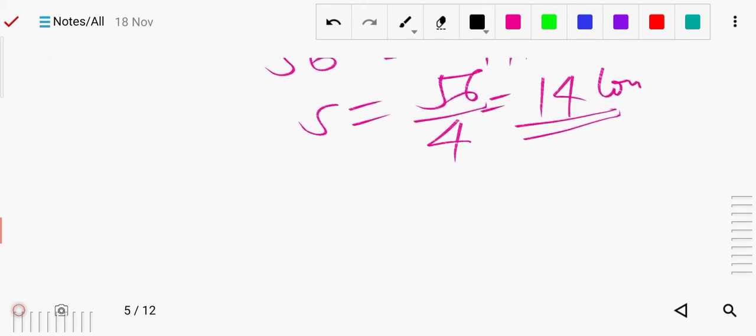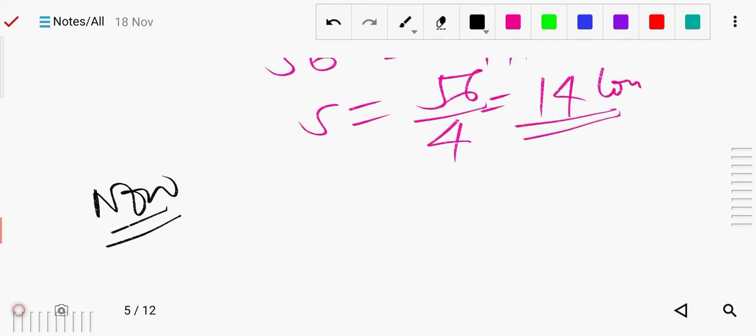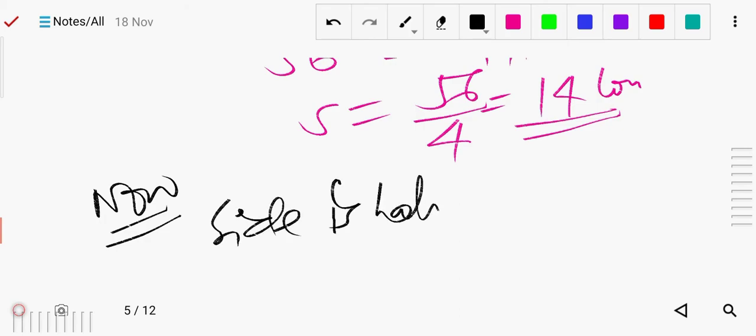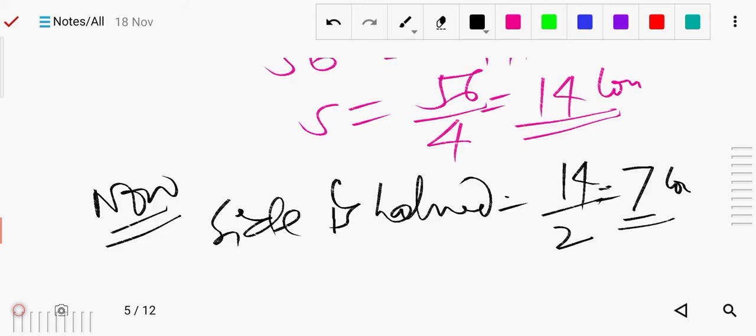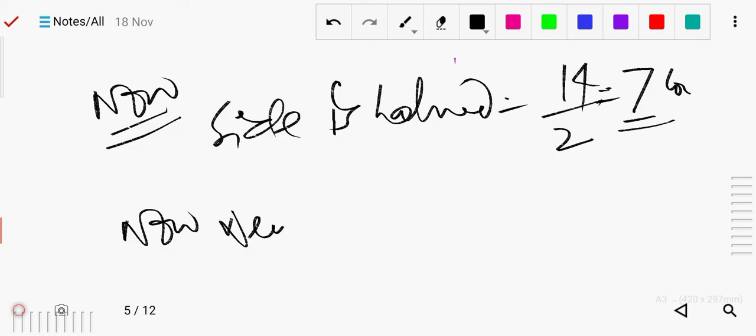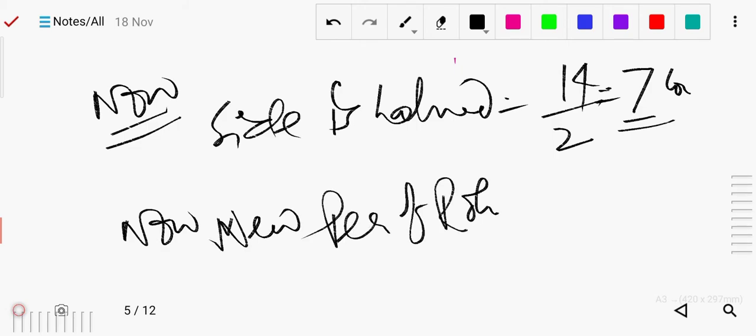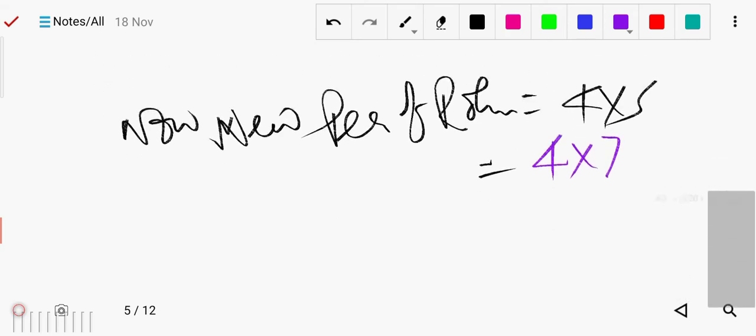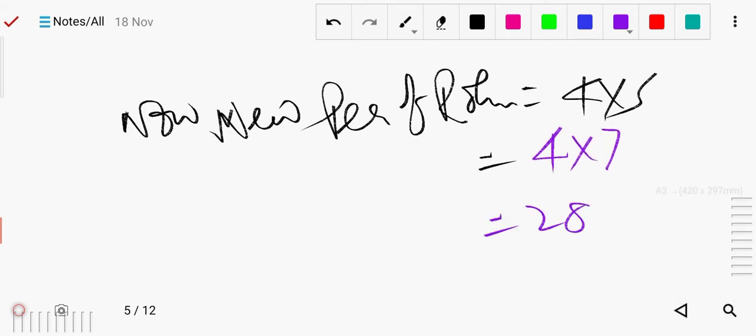Now it is halved. Okay, so the side is halved, which means 14 by 2, which will be 7 centimeter. Now the side is 7 centimeter. Now you have to find the new perimeter. The new perimeter of rhombus equals again 4 into side. Now the new side we have, 4 into 7, which will equal 28 centimeter.